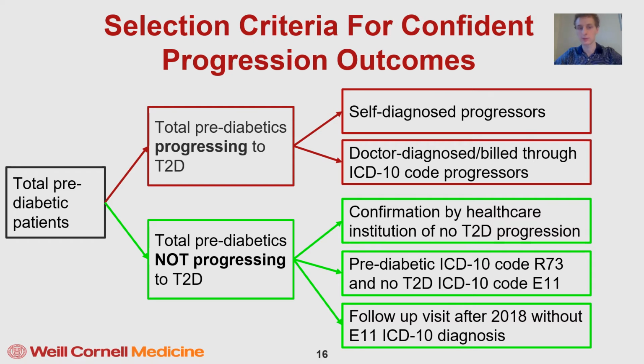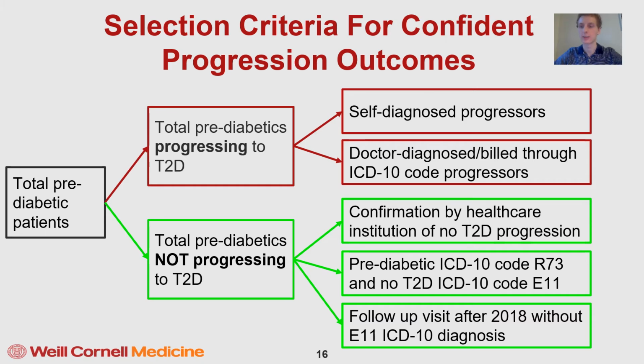And for those who do not progress to type 2 diabetes, we did this by finding confirmations by healthcare institutions that these patients had not progressed to type 2 diabetes, or if a pre-diabetic ICD-10 code was designated to these patients before the start of the study, and they did not have a type 2 diabetes ICD-10 code E11 in the rest of this study, or if a follow-up visit for these pre-diabetics showed that they were diagnosed with a disease after 2018 that was not type 2 diabetes, shown by this E11 ICD-10 code, that these patients are being checked up on and going to the healthcare provider, and therefore if they had developed type 2 diabetes, they would have a designation.